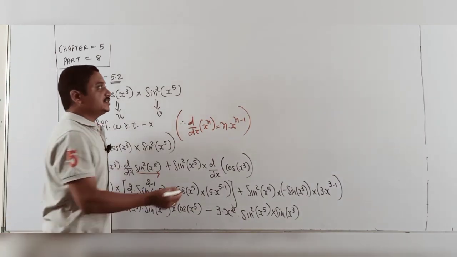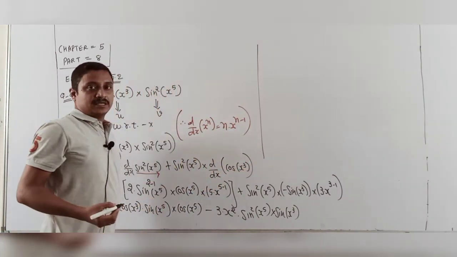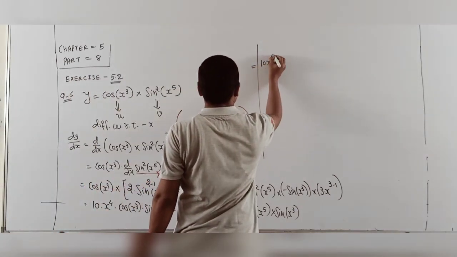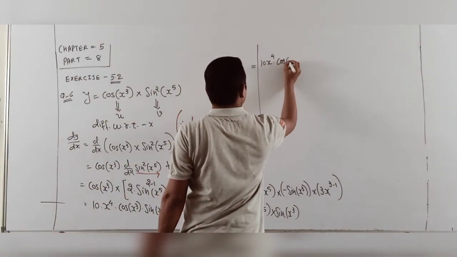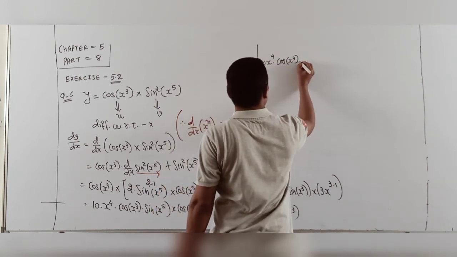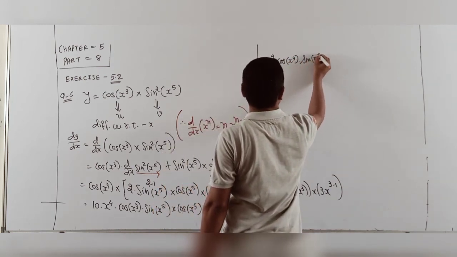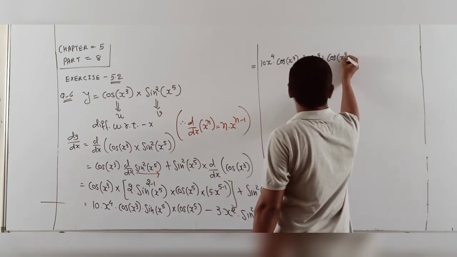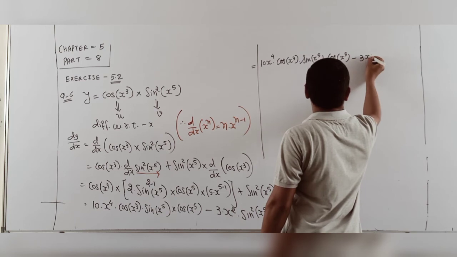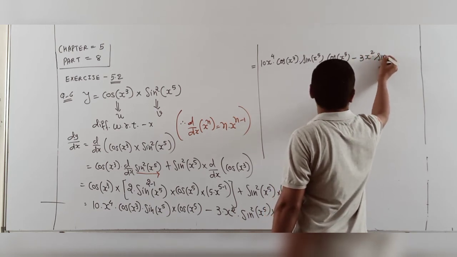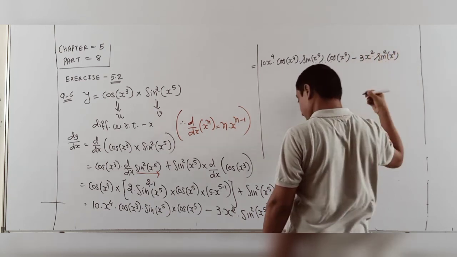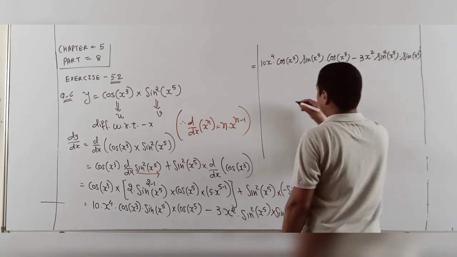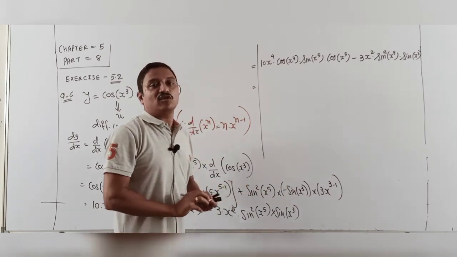Now students, I just make the common. Yes, this equation I again write: 10 x raised to 4 cos x cube sin x raised to 5, second time write down, students, don't worry, cos x raised to 5 and minus 3x square sin square x raised to 5 and sin x cube. Now students, I just look for the common.